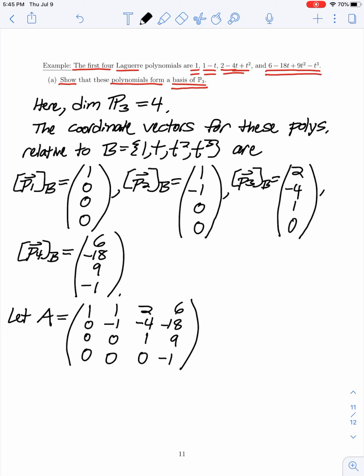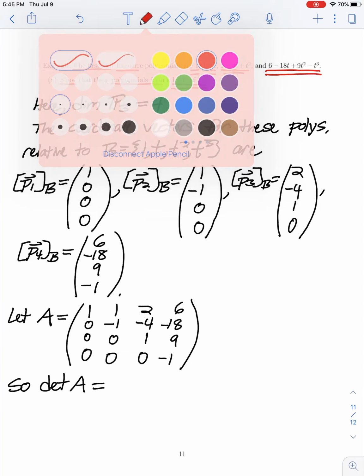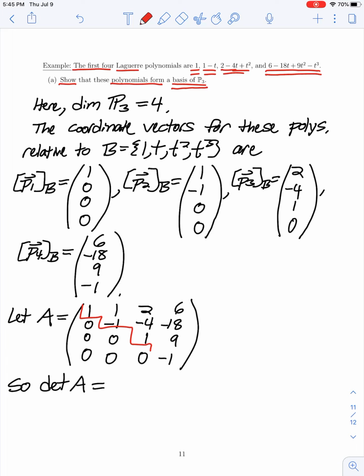So, to show that this matrix is invertible, we could consider its determinant. Now, this matrix A is an upper triangular matrix. So recall, the determinant is the product of the diagonal entries, which would be 1. And since our determinant is non-zero, that means that A is invertible.